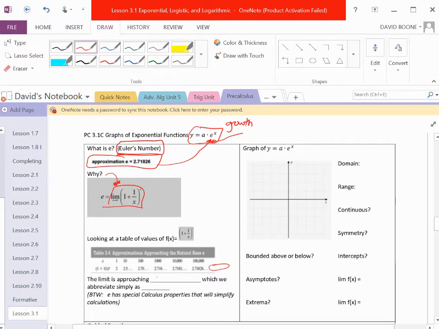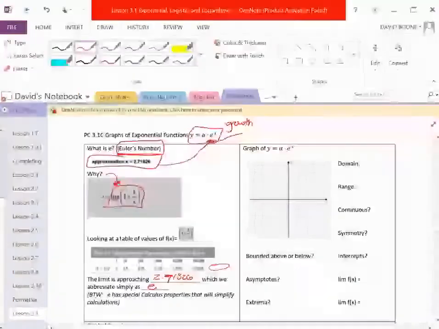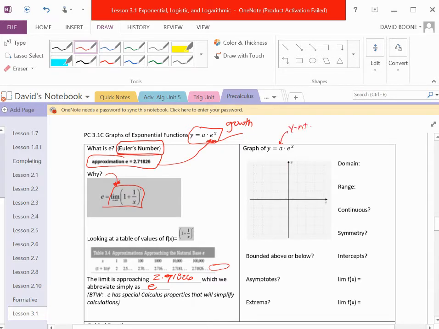So the limit is approaching 2.71826, which we simply abbreviate as the letter e. Right? This is really a big thing when you get to calculus. So we'll do a little bit with that as well here in pre-calc. So if I look at this graph, again, this would be the y-intercept. So it'll go through at some a value. And again, this e, because it's bigger than 1, is just simply a growth. So it's going to come through and it's going to grow. So it's just a very specific type of exponential growth using e as the growth factor.